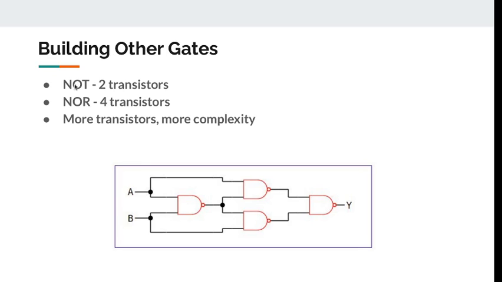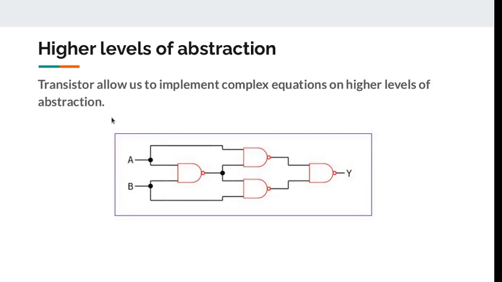So you can see that for the NOT gate, we only need 2 transistors to represent that. For the NOR gate, we need 4 transistors already. So more transistors allow more complexity. You can develop more complex gates if you have more transistors. But after you have the basic gates, we can go one step up, and we just work with implementing the equations, the Boolean algebra, and the logic behavior that we want for our system.